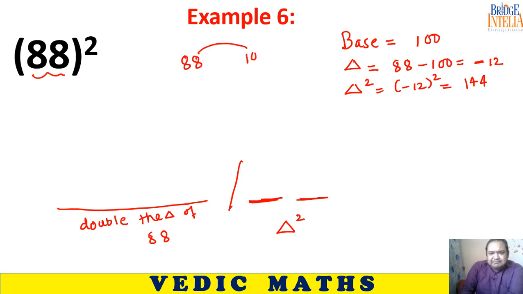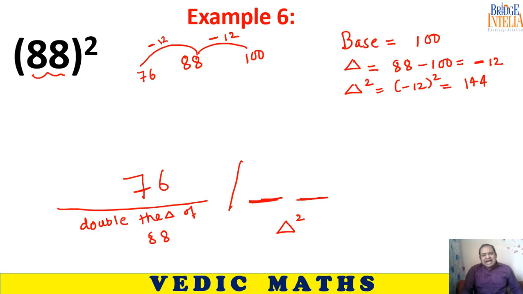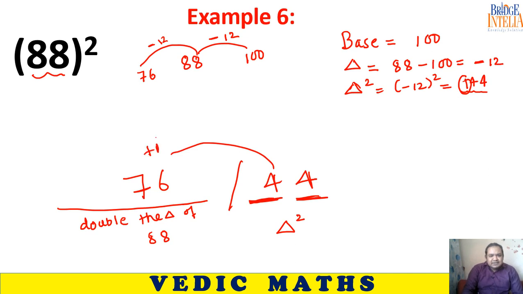Given number is 88, base is 100. So 88 is already 12 behind. Send it one more time behind, minus 12. So 88 minus 12 is 76. So we are going to write 76 here, and in the last two blank spaces we have to write the value of delta square. So delta square is 144, but here there are only two blank spaces. So I will write 4 here, and this extra digit 1 will get transferred here. So 76 plus 1, 77. So 77 and 4. So final answer will be 7744.